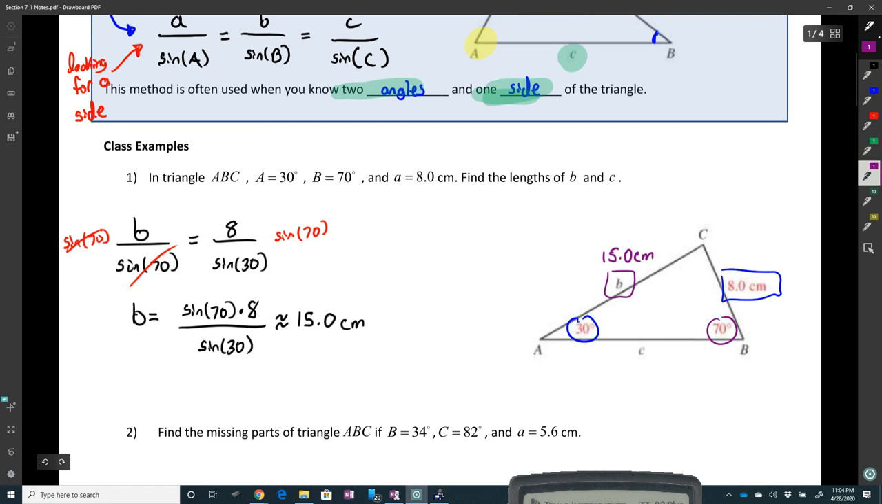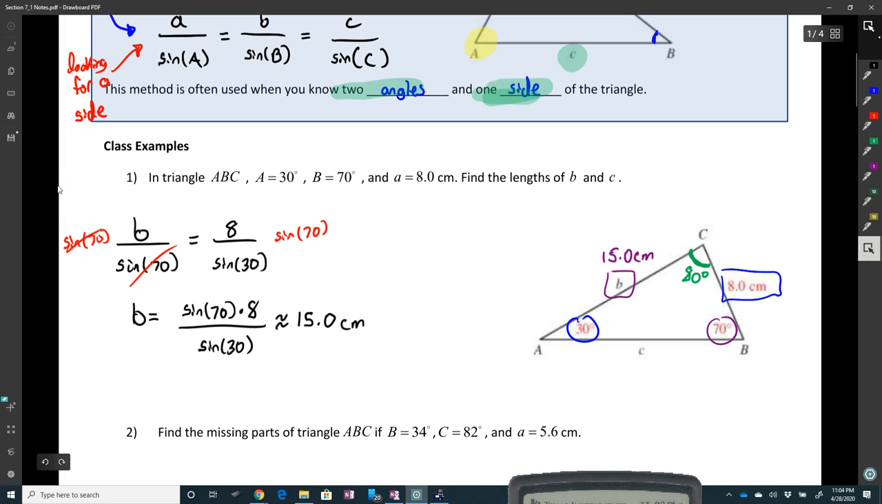Now the last part is to find angle C. I can easily find angle C knowing that this is 70 and 30 is 100, which means this has to be 80 because the angles in a triangle add up to 180. You don't need to show your work for that. But you do need to show your work for how you figure out what C is. So now I'm looking for C.